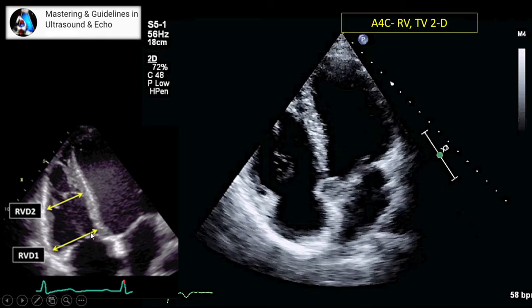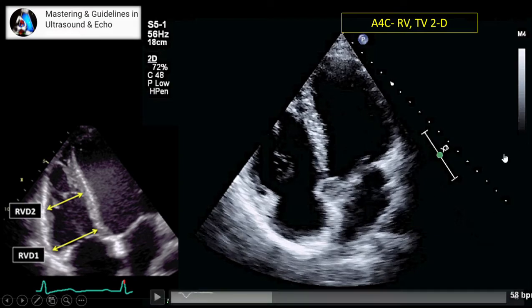And then the second dimension we measure is the mid right ventricular. Mid right ventricular is almost at the middle of the right ventricular, below the papillary muscle, and parallel to the basal dimension. This is parallel and inner to inner. Then we measure it.